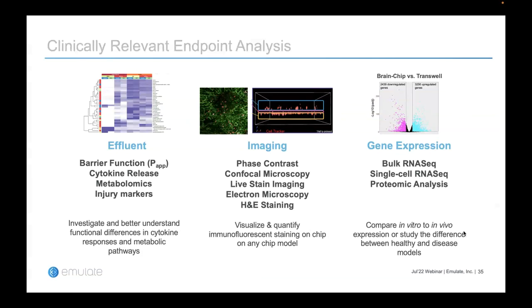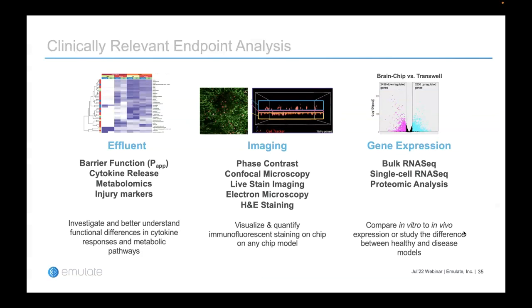Typical markers include transaminases and albumin production. These are the things that people look at in vivo and in clinic to gauge liver function and dysfunction. The chips are flexible as well as transparent, so you can image a number of different modalities: phase contrast, confocal. You can do live stain imaging as well. We have workflows that enable that. There are workflows for electron microscopy as well as H&E staining.